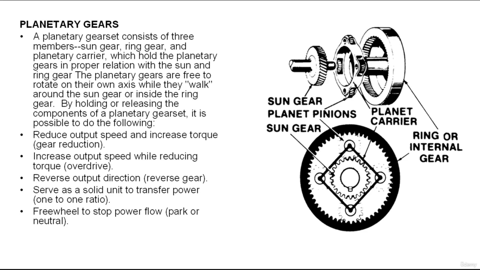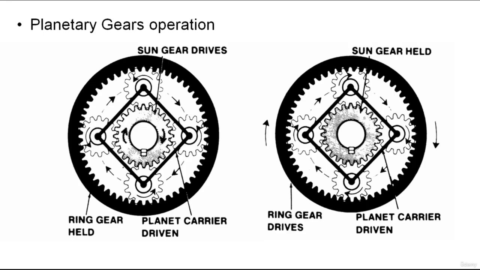And right now let's discuss how planetary gears work. Each member of a planetary gear set can spin, revolve, or be held at rest. Power transfer through a planetary gear set is only possible when one of the members is held at rest or if two of the members are locked together.